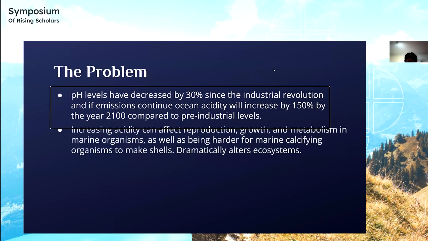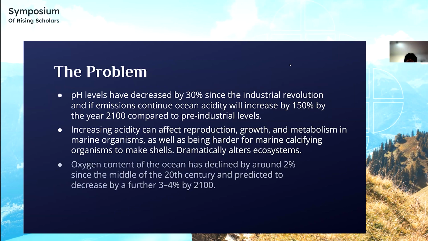And increasing acidity can affect reproduction, growth, and metabolism of marine organisms, as well as making it harder for marine calcifying organisms to make shells, such as oysters, clams, and others. And this dramatically alters the ecosystem.